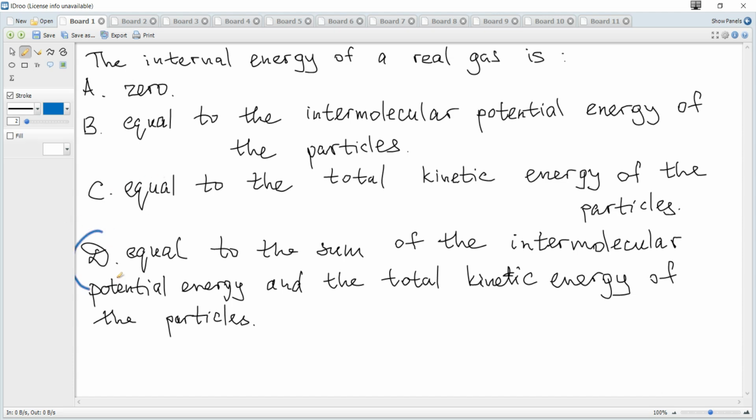So it's D. And if we consider an ideal gas, which is a model actually, the intermolecular potential energy is negligible, it is zero, so that the total energy or the internal energy is equal to just the total random kinetic energy of the particles.